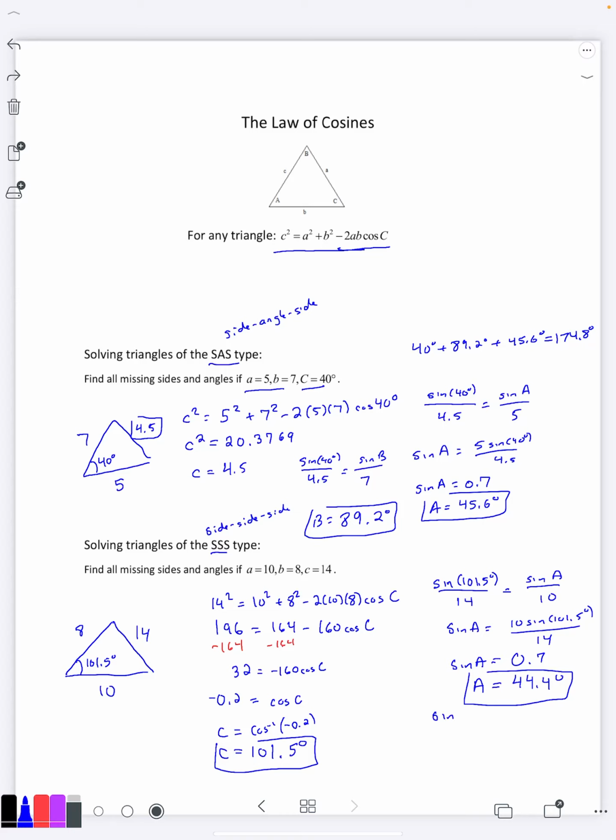And if I use law of sines one more time, known angle divided by opposite side, sine of unknown angle B over opposite side that. Again, same kind of steps here. 8 times sine of 101.5 divided by 14, and sine inverse that, and I get 34.1 degrees. And let's just check these angles here. 101.5 plus 44.4 plus 34.1. And this time they do add to 180. So my rounding didn't actually hurt me here in this problem.